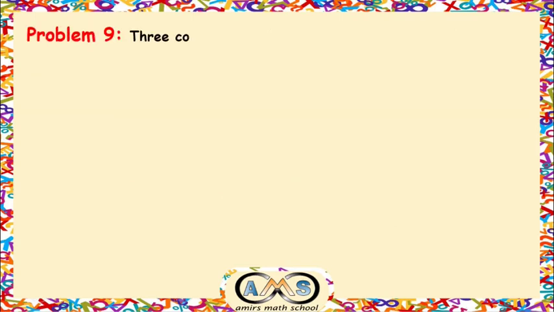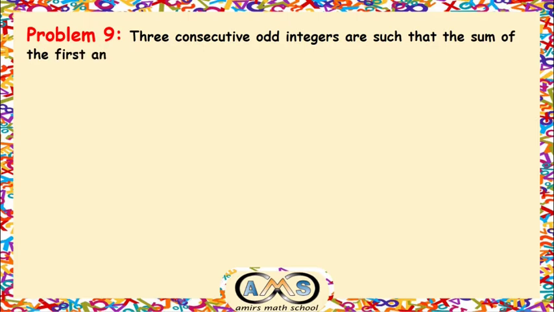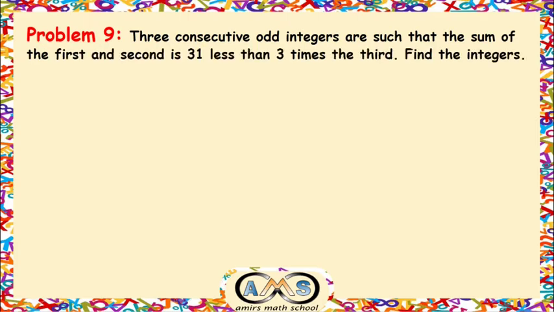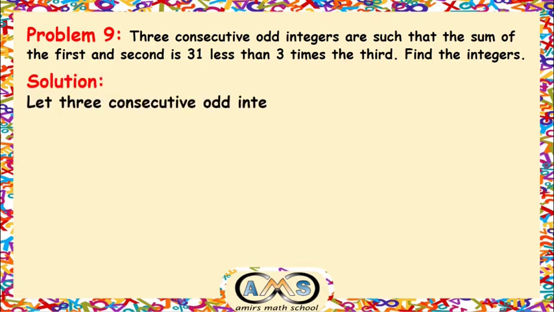Now problem number 9. Three consecutive odd integers are such that the sum of the first and second is 31 less than 3 times the third. Find the integers. Solution is, let three consecutive odd integers be a, a plus 2 and a plus 4 as previously. If a is one odd integer, then a plus 2 will be the next odd integer and a plus 4 will be the next to this a plus 2.